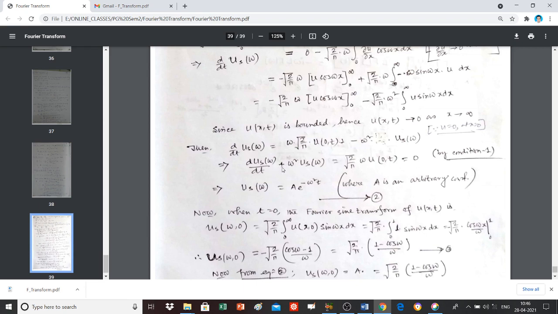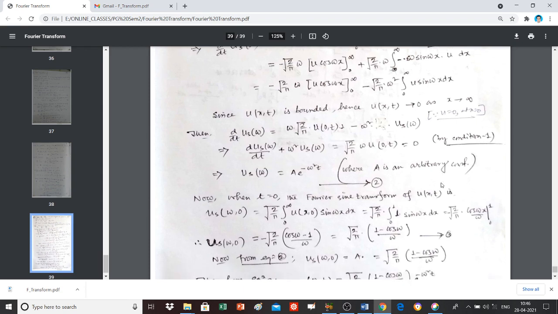And from here you know how to solve this problem, and solving this you have u_s(omega) equal to A e to the power minus omega square t. You know how to solve the equation dx/dt plus omega square x is equal to 0. You can solve that problem. In that case u_s(omega) should provide the solution A e to the power minus omega square t, where A is an arbitrary constant. The value of this arbitrary constant can be calculated by imposing the boundary conditions. So finally we have obtained u_s(omega) equal to A e to the minus omega square t. This is equation number 2.